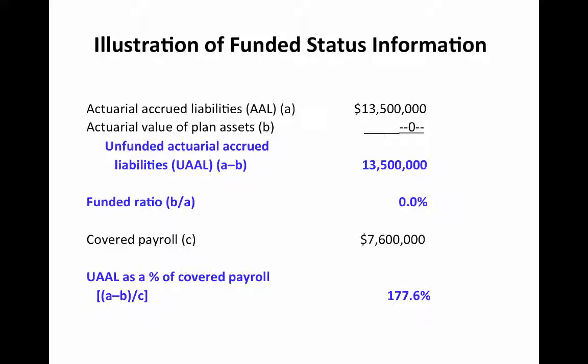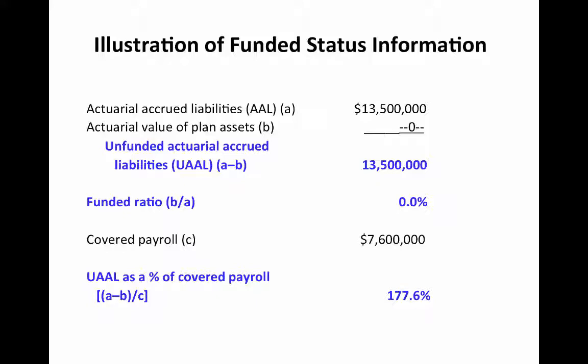Covered payroll is the annual payroll for the active members of the plan, and you divide the UAAL, the unfunded liability, by the covered payroll to get this ratio at the bottom, 177.6%. The point of this is to give you a sense of how big a deal it is, something that you can actually compare with other governments. If you look at two different governments and they both have an unfunded OPEB liability of $13.5 million, does that mean that they both have a liability of the same magnitude? It only means that if they're exactly the same in all other respects.